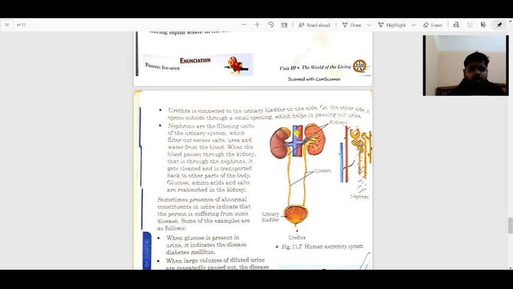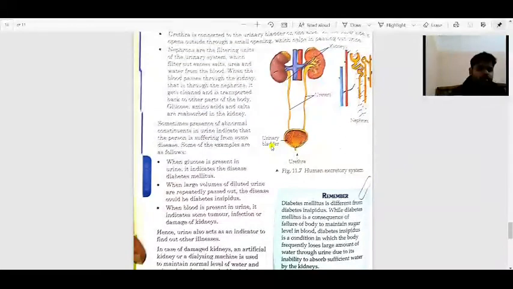Now, what is the importance of urine? If you go to a doctor, they will recommend certain tests. If you test the urine, depending on the percentage of substances present, you can tell if a person is suffering from a particular disease. For example, if too much glucose is present, it's diabetes mellitus. And if the percentage of water in the urine exceeds 95%, we say it's diabetes insipidus.